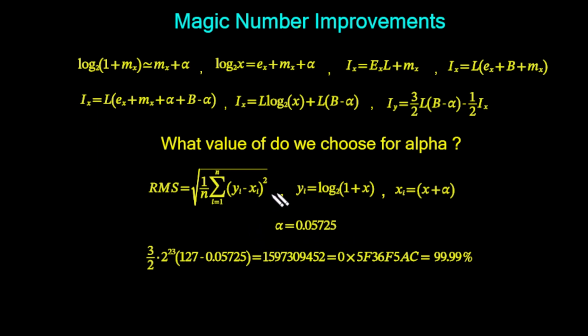So if we use this number here for alpha, then the magic number we're going to get is 3 upon 2 times 2 to the 23 times 127 minus the value of alpha, which is 0.05725, and this gives us this number here, and this is the number in hex. And whenever we compare this number to the actual magic number that is used, then it's within 99.99% of that magic number.